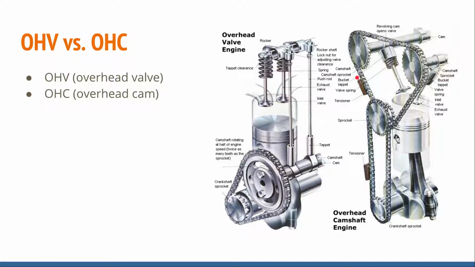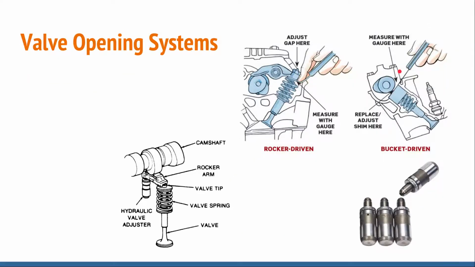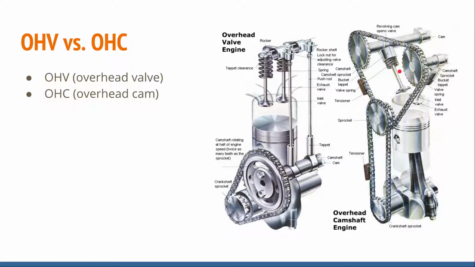Overhead cam is a little bit simpler. The camshaft sits directly on the valve. And you can see right here is a bucket. They call that a bucket. The camshaft sits directly on the bucket. When the lobe comes down, it presses on the bucket, presses on the valve, and it opens the valve. And again, this one is a dual overhead cam because there are two camshafts. So that's a DOHC, dual overhead cam.